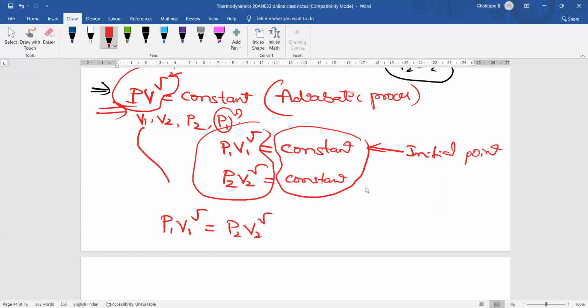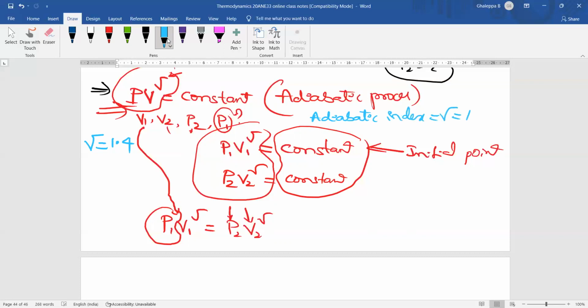Here V1 is given, substitute here. V2, substitute here. P2 is given, substitute here, and he is asking P1. You can calculate P1 using calculator. And one more point, always you remember, gamma value is 1.4. This is adiabatic index. Adiabatic index, that is gamma, is equal to 1.4. If this value is given in the numerical, you use it. Otherwise, you have to remember this value. Sometimes he may give 1.2, 1.3, but standard value is 1.4.